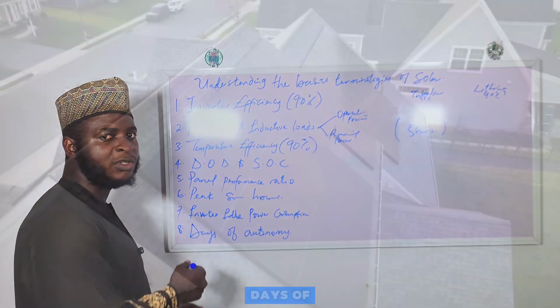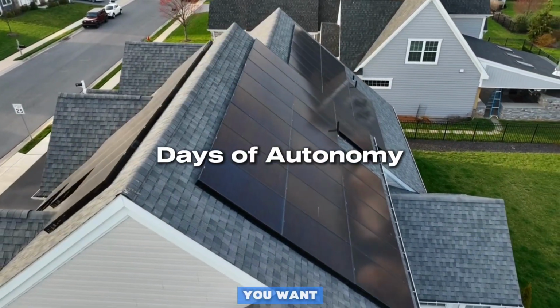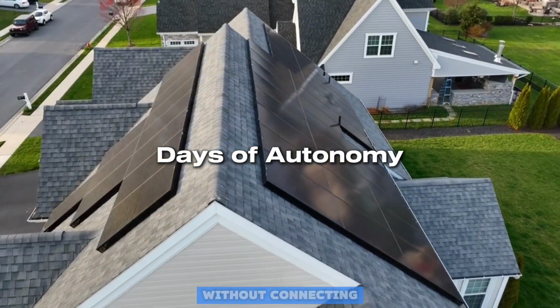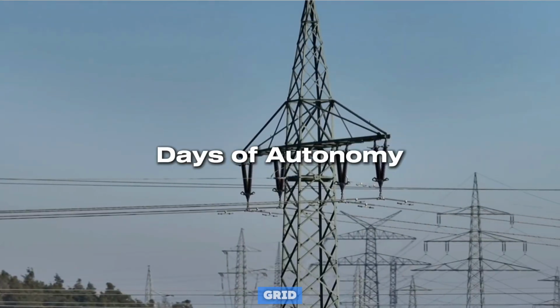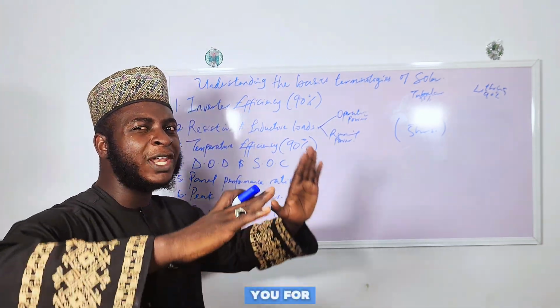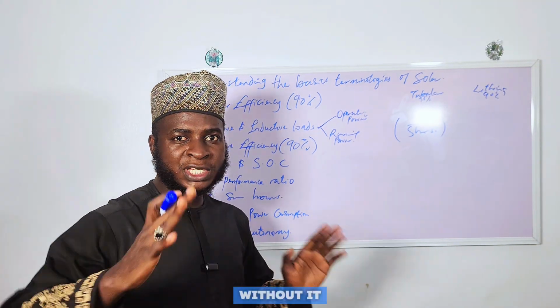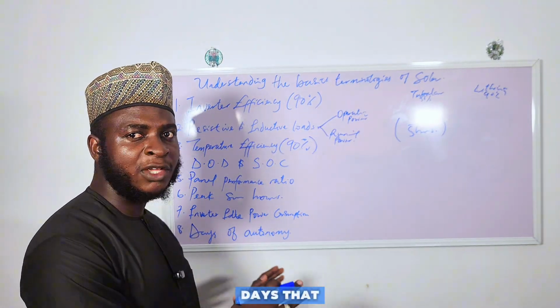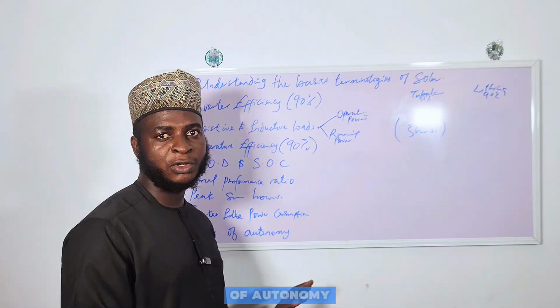Number 8, we have days of autonomy. It's the number of days you want your battery to be powering your loads without connecting to the panel or to the grid. Let's say you charge your battery fully now and you want it to be working for you for like 48 hours, that's 2 days, without charging. Those days that you want it to be running are called the days of autonomy.